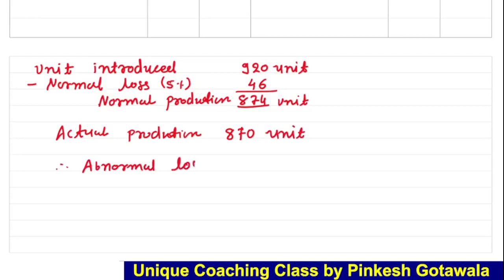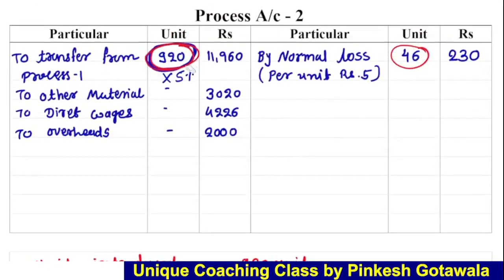Abnormal loss. How many units? So there is the 4 unit difference, that is our abnormal loss. Now we have to find out its cost per unit. Okay, so how to find out? The same calculation. Okay, come to the process account.